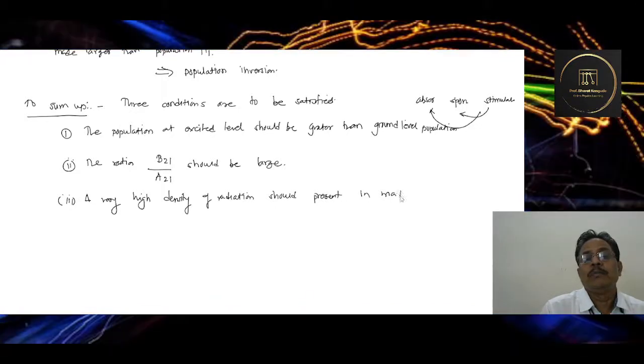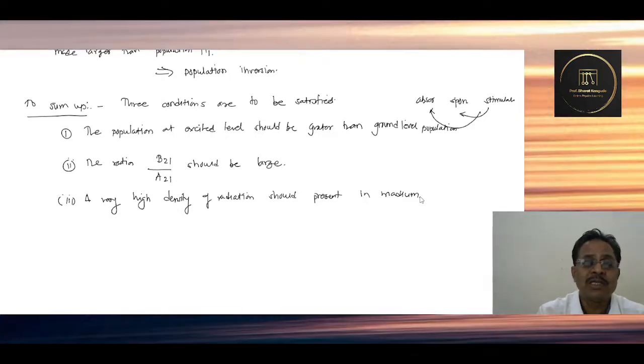So these three conditions are satisfied. If these are not satisfied simultaneously, that is, if one condition is satisfied and two are not, then you will not get a good laser action. To have a large laser action and to get a good number of laser radiations emitted, we are required to maintain these three things as shown there.